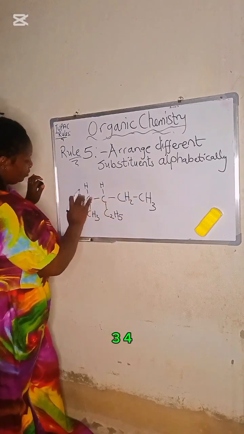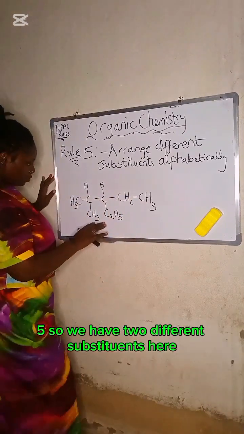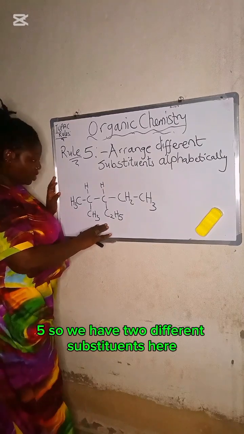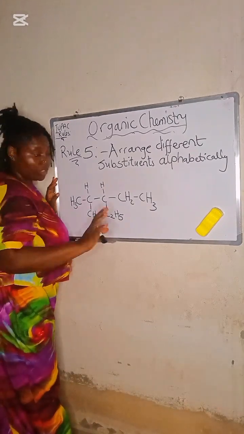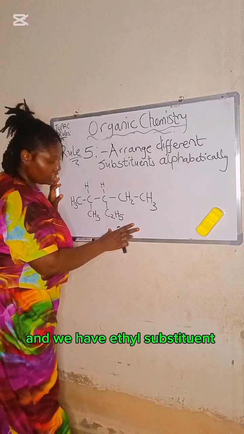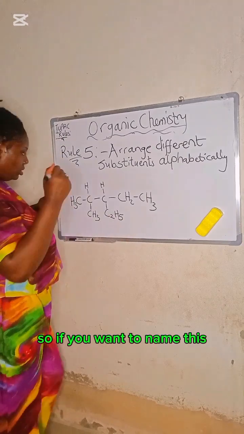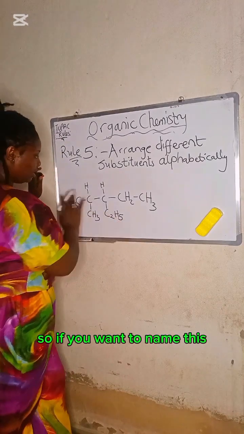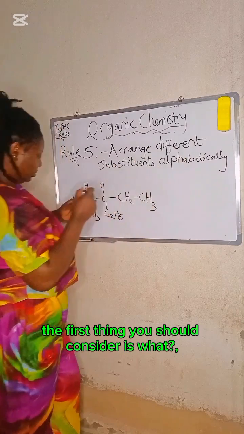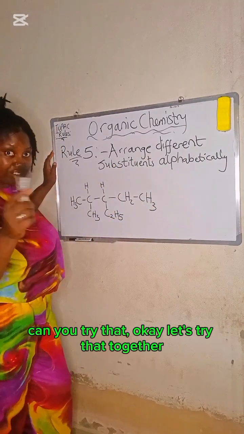One, two, three, four, five. So we have two different substituents here. We have the methyl substituent and we have the ethyl substituent. So if you want to name this, the first thing you should consider is what? Can you try that? Okay, let's try that together.